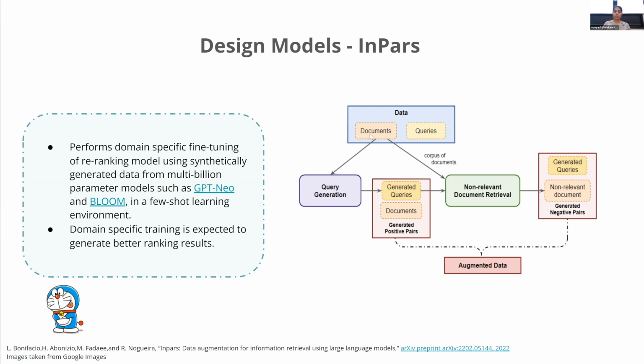So given the documents and the queries, the query generation module will have a language model from Hugging Face, and given the document, it generates queries from this. These generated queries along with the documents give us the positive pairs, and then we use these generated queries along with the corpus of documents and incorporate it in BM25 to give us non-relevant documents, which give us the generated negative pairs. And this together gives us the augmented data. The hypothesis is that training the re-ranker using these additional queries will give us a better performance.